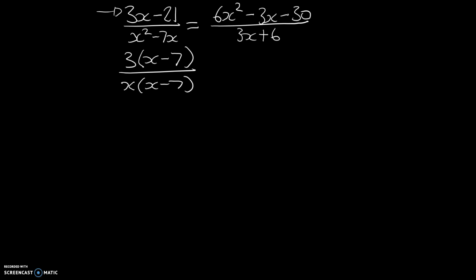And for me, that's looking really good. I can see an x minus 7 up the top, an x minus 7 down the bottom. That means they are factors, and we'll be able to cancel them out. And that's going to leave us with 3 divided by x on the left-hand side.